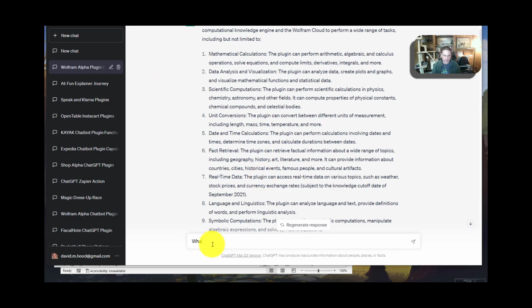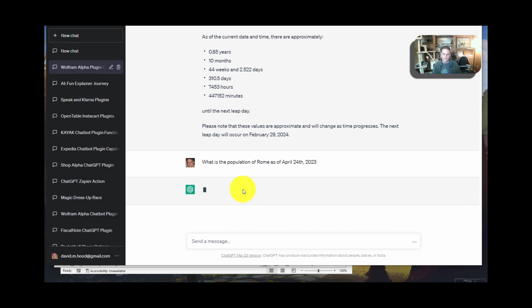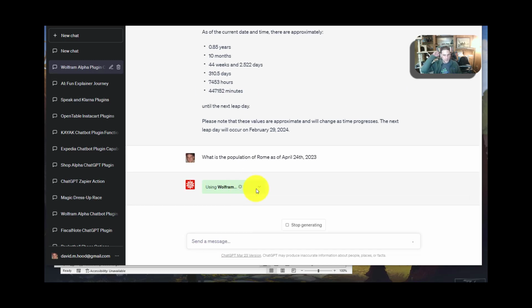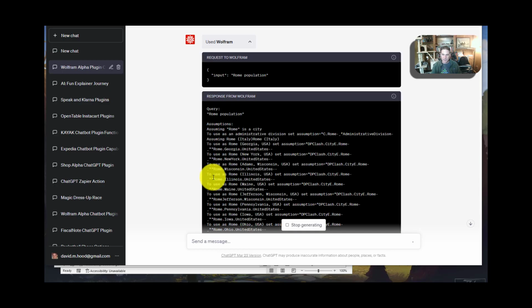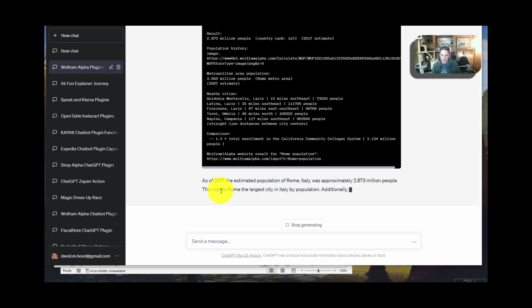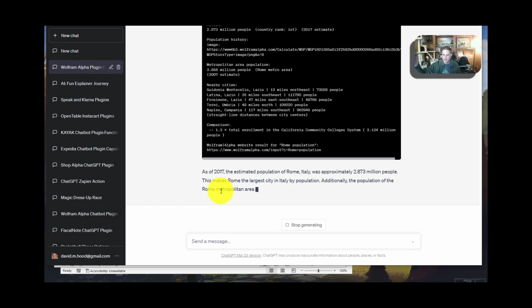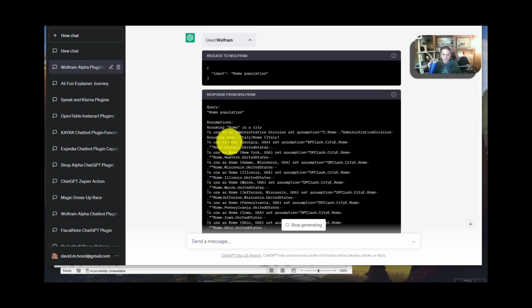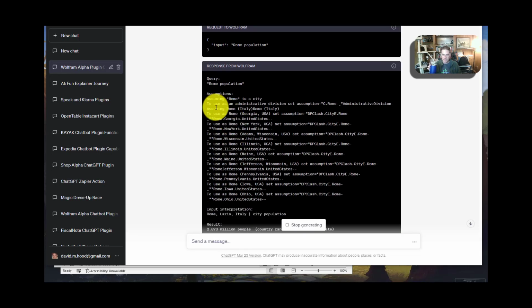All right, let's try something like, what is the population of Rome as of April 24th, 2023? This might actually involve some calculation, so I'm kind of curious how it's going to do this. Instead of just pulling the data, it might actually have to extrapolate Rome's population. Let's look up here. Rome is a city.